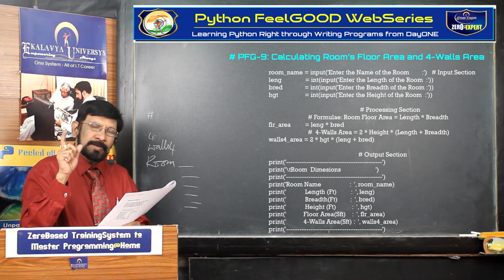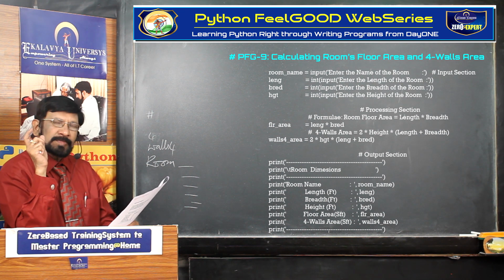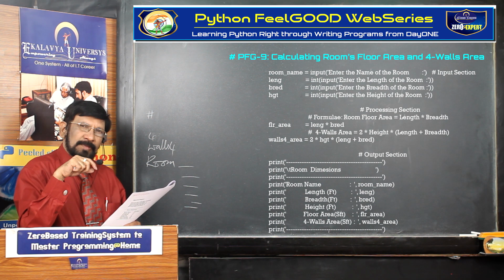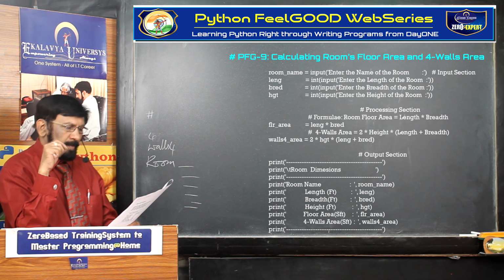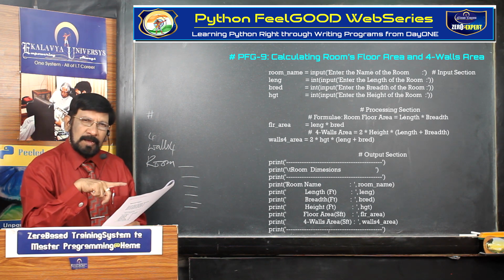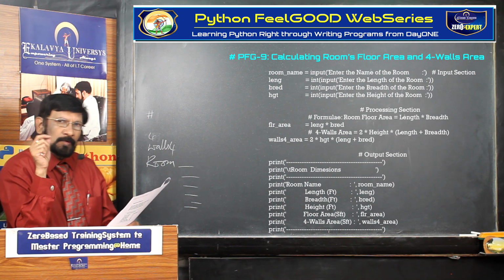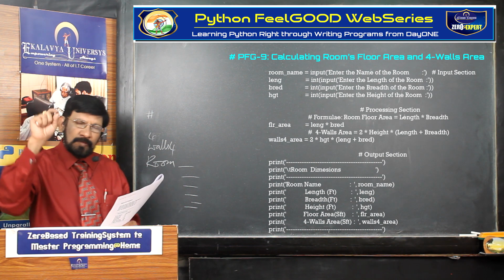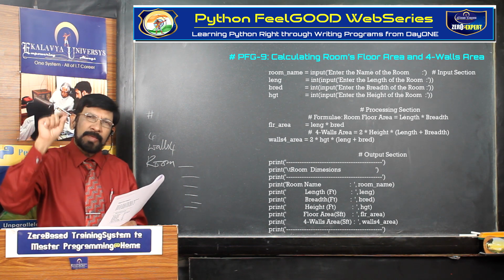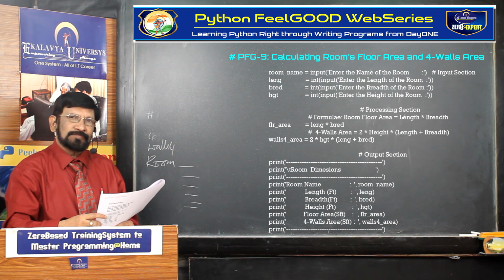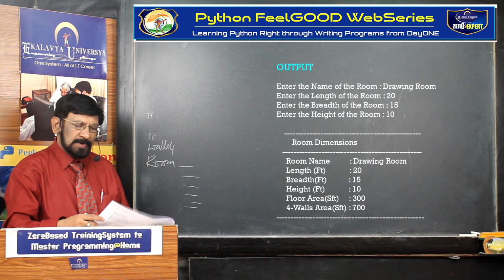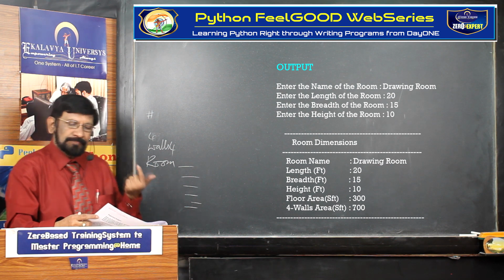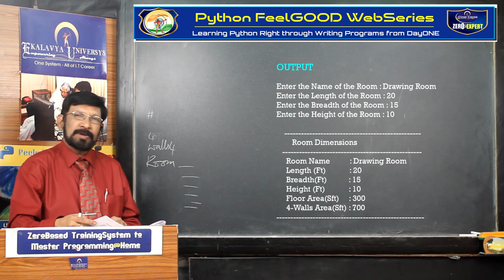Don't forget to write units. Length, breadth and height are in feet; floor area and four walls area are in square feet, SFT. Whenever you are writing variable names, strictly follow the spelling as well as the case. So now four sections we have written: documentation section, input section, process section and output section.